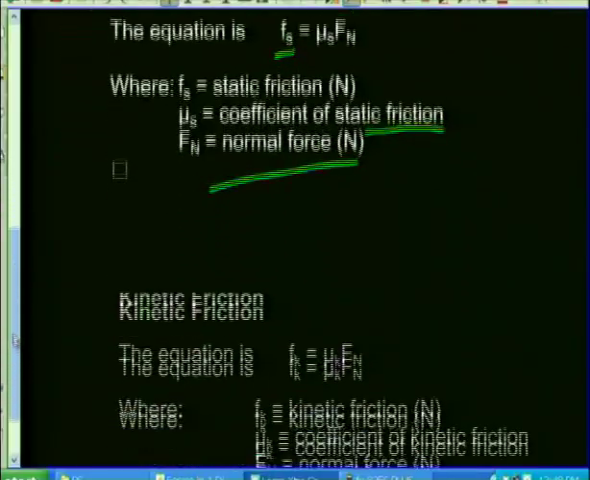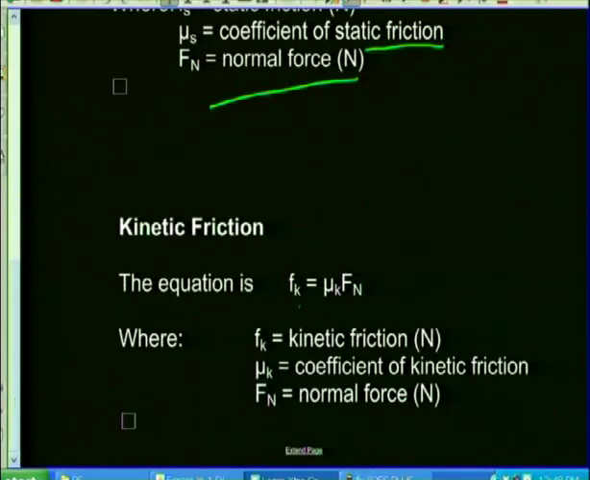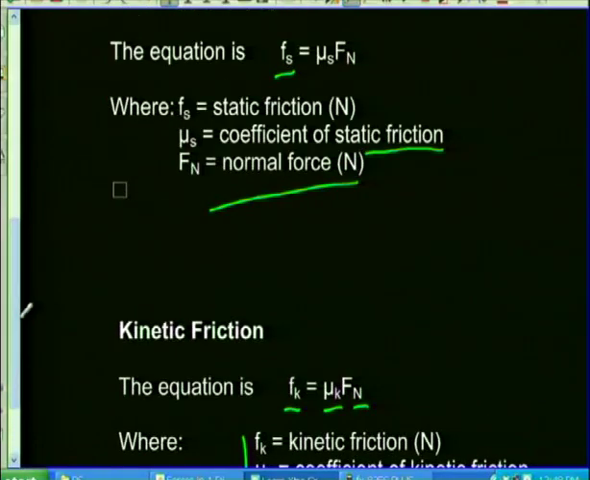how strong that frictional force will be. In a similar way, we define kinetic friction as Fk is equal to mu k times Fn, and the definitions stay the same. So please bear in mind that the static friction will always exceed the kinetic friction.